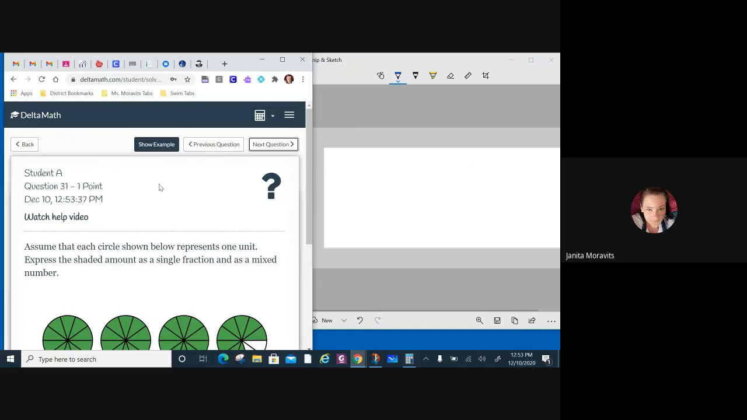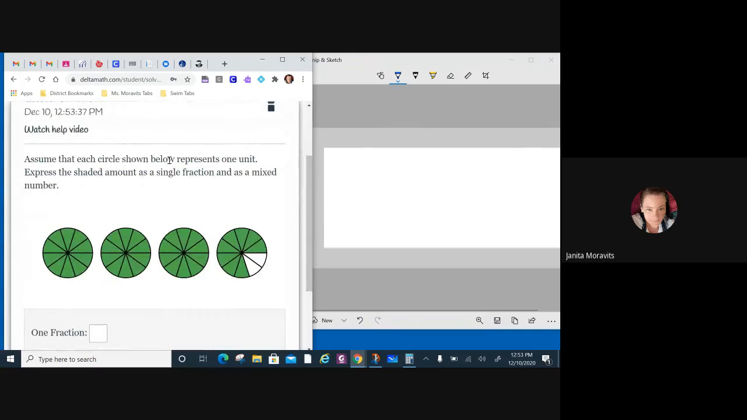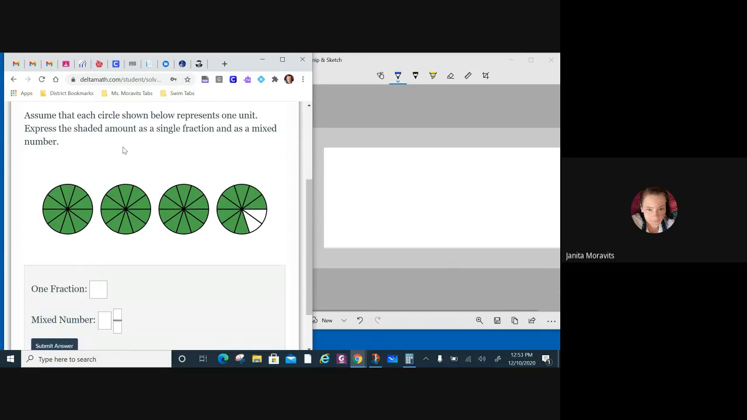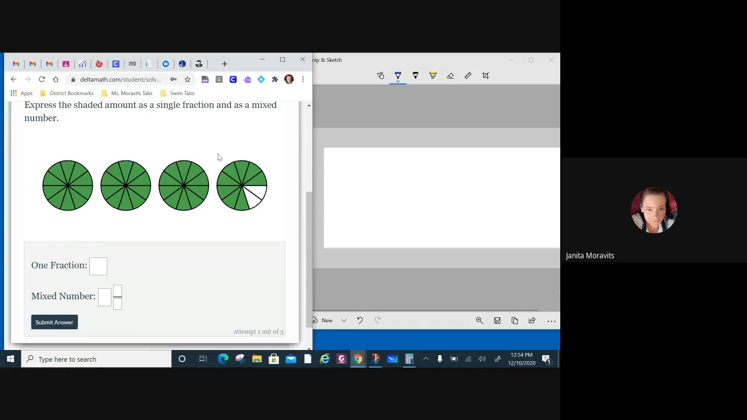All right, question 31. Assume that each circle shown below represents 1 unit. Express the shaded amount as a single fraction and as a mixed number. Okay, well, let's take a look at this. How many pieces are in each one? Here's 1, 2, 3, 4, 5, 6, 7, 8, 9, 10. So there's 10 in this one, 10 in this one, 10 in this one, and 10 in this one.